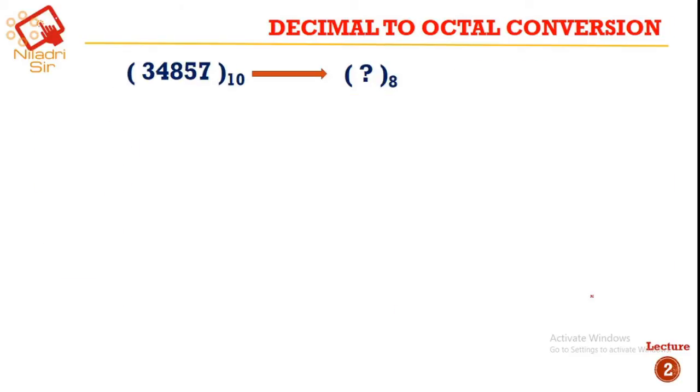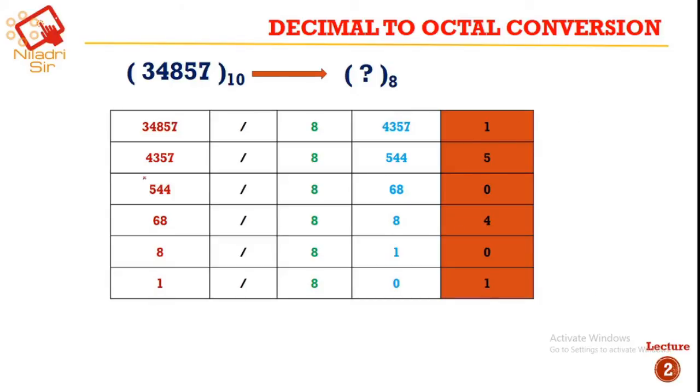Okay. Next, decimal to octal conversion. In case of decimal to binary conversion, we basically divided by 2, and in this case we will divide by 8, and the rest of these things are the same. As you can see, 34857 divided by 8. This is the answer and this is the remainder. Next, 4357 will come here. We'll again divide it by 8.